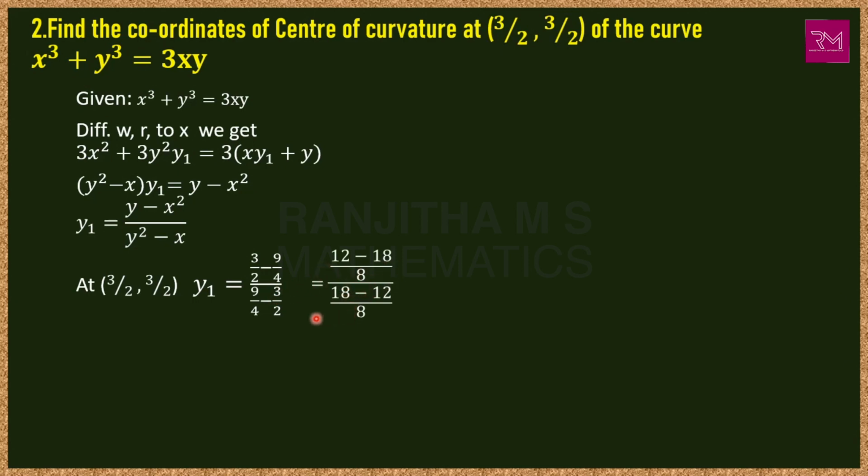Here also take 8 as LCM, that becomes 18 minus 12. Here 8 gets cancelled, (12 minus 18) divided by (18 minus 12), we get minus 1. Hence we get the y1 value as minus 1. Also we have to find y2.